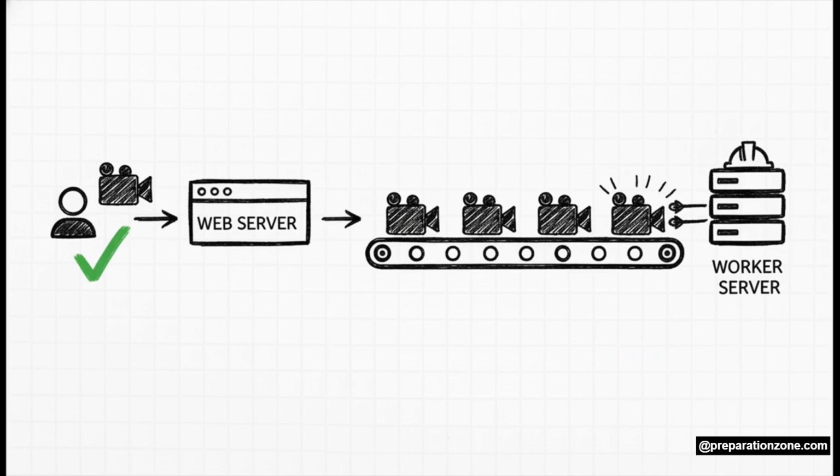So instead, we use something called a message queue. The web server instantly tells the user, yep, we got it. And then it puts that heavy job into a line. Think of it like a conveyor belt for a totally separate team of worker servers to handle later in the background. This is what keeps the main app feeling super snappy and responsive.